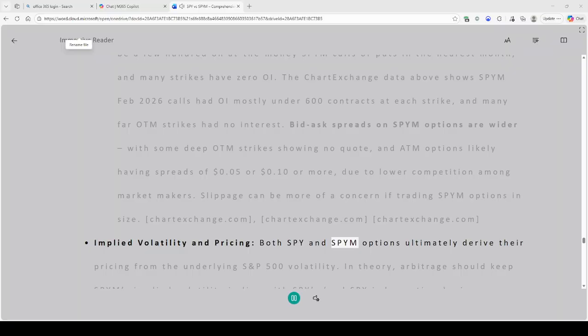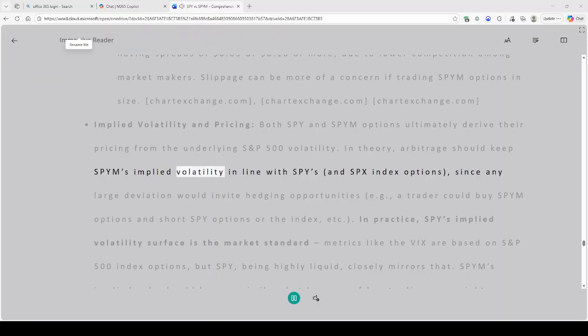Both SPY and SPYM options ultimately derive their pricing from the underlying S&P 500 volatility. In theory, arbitrage should keep SPYM's implied volatility in line with SPY's and SPX index options, since any large deviation would invite hedging opportunities, e.g., a trader could buy SPYM options and short SPY options or the index, etc.